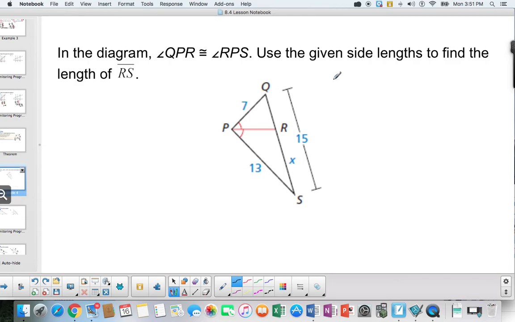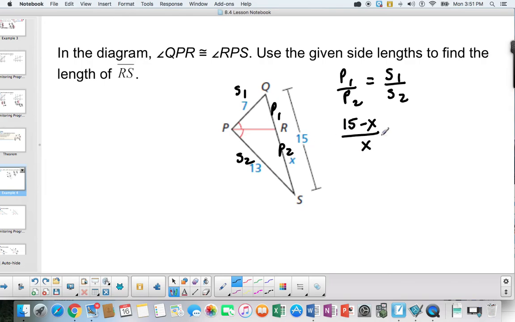Let's go ahead and do this problem. This is part 1, and this is part 2. This is side 1, and this is side 2. So I have part 1 all over part 2 as a ratio, and that's the same as side 1 over side 2. Part 1 right here doesn't have a number, but I know it's the leftover from 15. So I'm going to say 15 minus x, and then part 2 is x, equals side 1 is 7, and side 2 is 13.